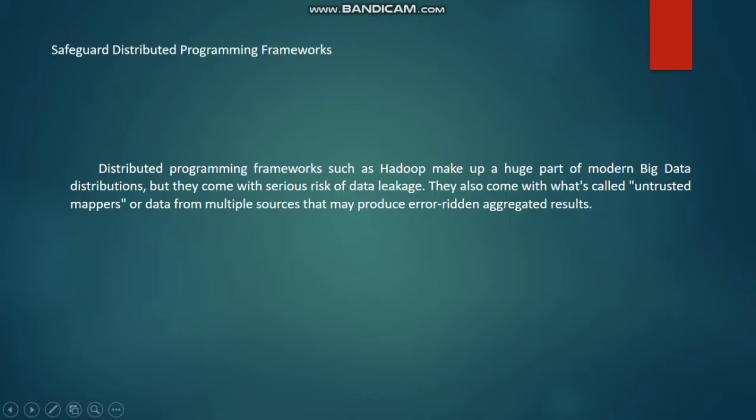Distributed programming frameworks such as Hadoop make up a huge part of modern big data distributions, but they come with serious risk of data leakage. They also come with what's called untrusted mappers, or data from multiple sources that may produce error-ridden aggregated results.